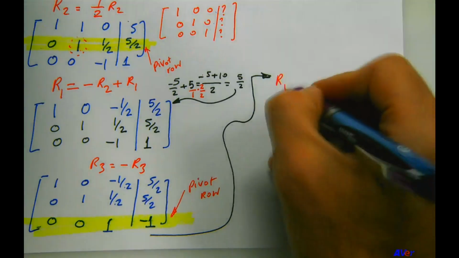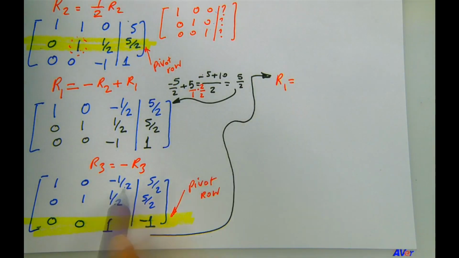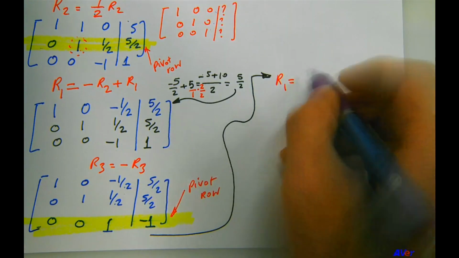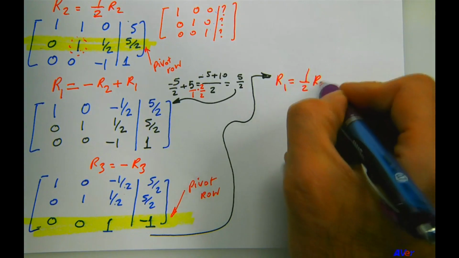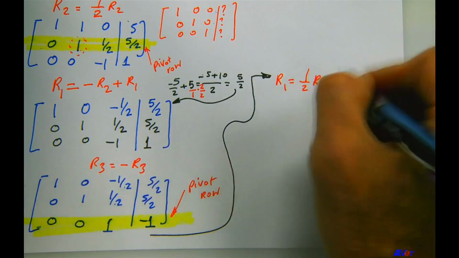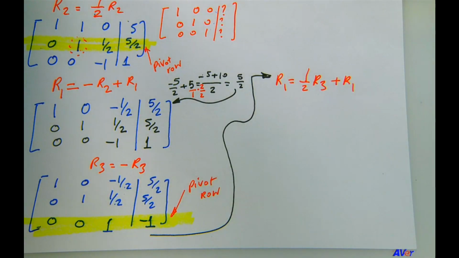So row 1, which is the row we're changing, right? Because negative 1/2 is in row 1. So row 1, the row we're changing, is equal to 1/2 times row 3, right? Multiply the third row by 1/2 and then add it to the first row, plus row 1. So that's the row operation for changing the negative 1/2 to 0.